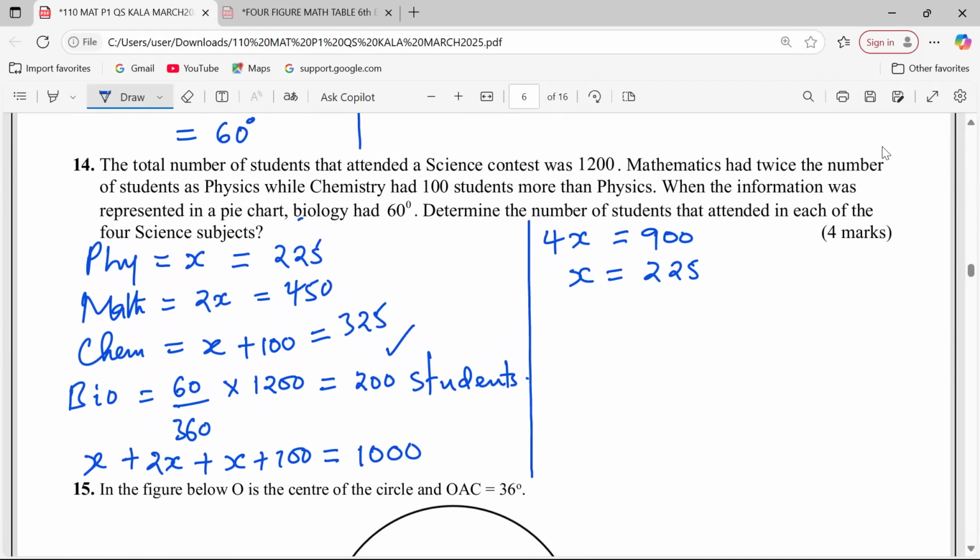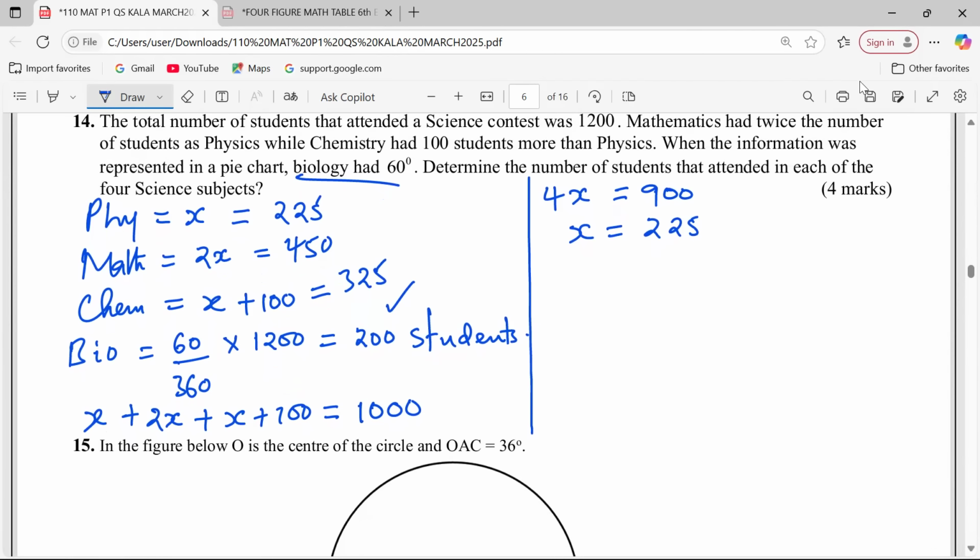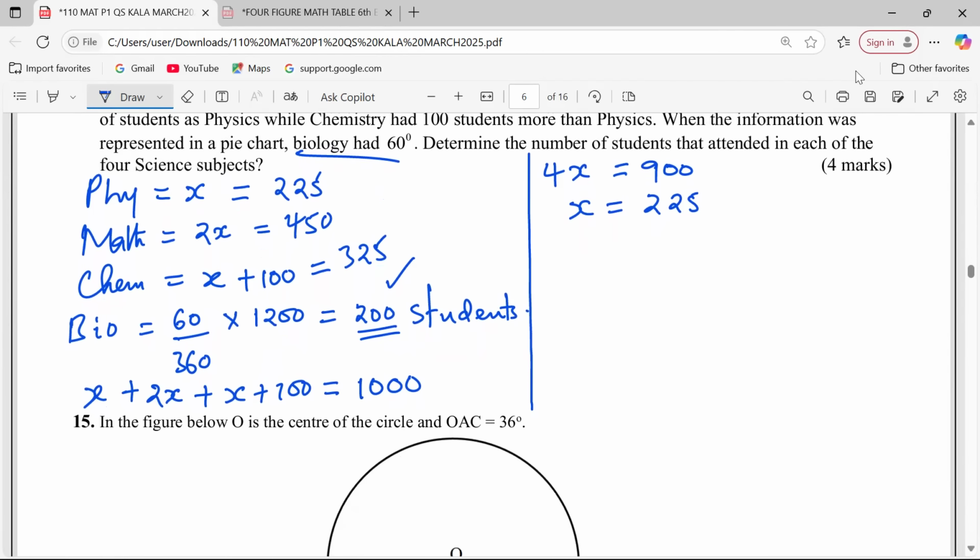The biggest task was to identify what does 60 in a pie chart represent. It is 60, and the total degrees in a pie chart are 360. So 60 over 360 would give us the fraction that goes to biology. Then we multiply that by the population, which is 1,200, that attended the whole contest. So we started by getting the specific number of students who sat for biology.